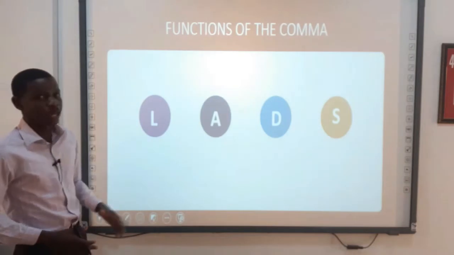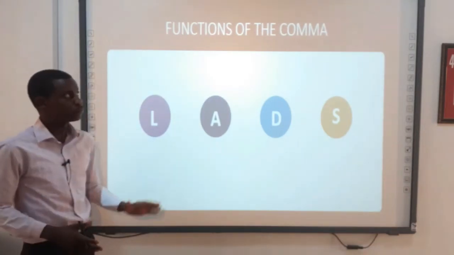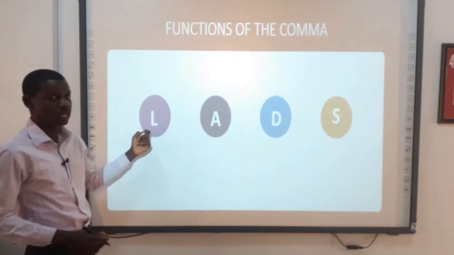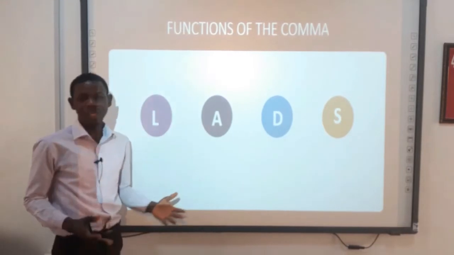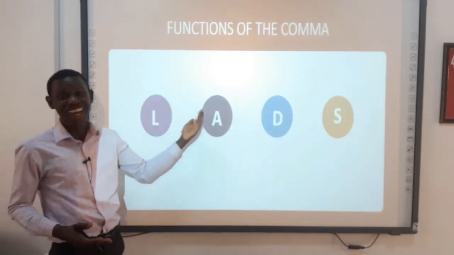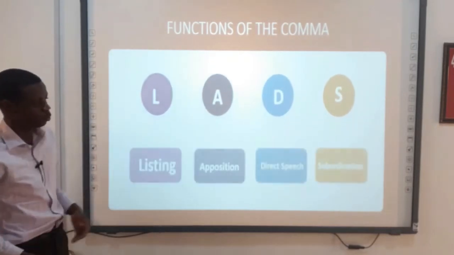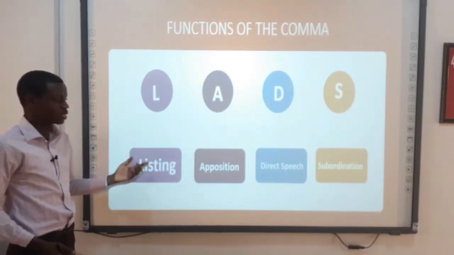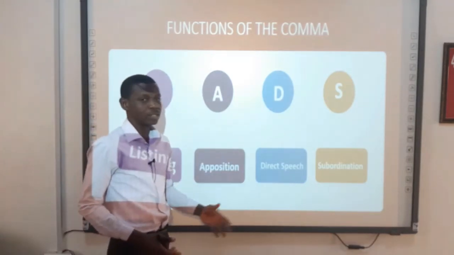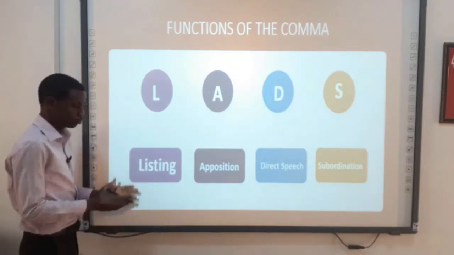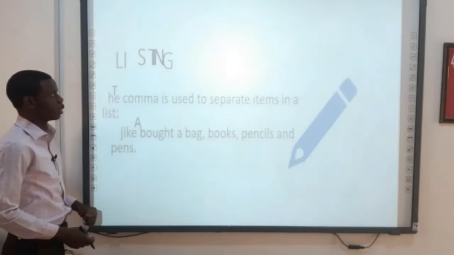All right, quickly, I'm going to use this acronym to teach us the functions of the comma. We use L, we use A, we use D, and we use S: LADS. Yes, that boy, that lad, yes, or those lads. These are the things they need to know too. So the first one, what do they stand for? Let's look at them one by one. The first L is listing, apposition, direct speech, and subordination. Okay, these are the functions we are going to be looking at quickly. So let's take them one by one.